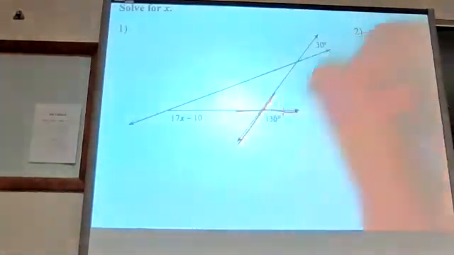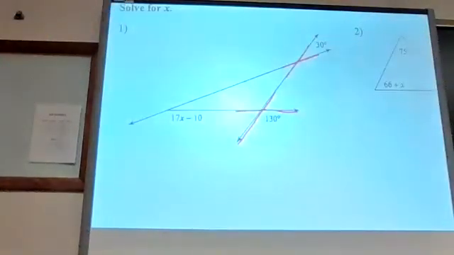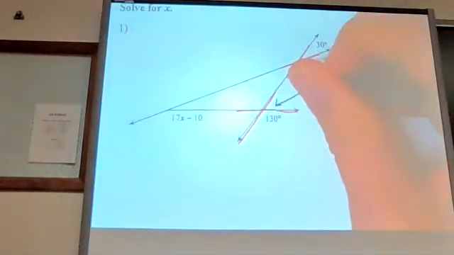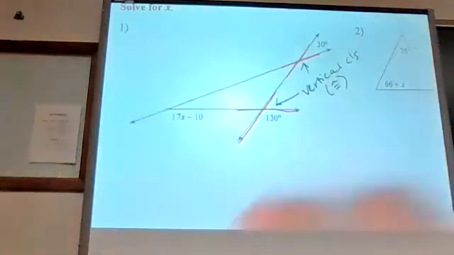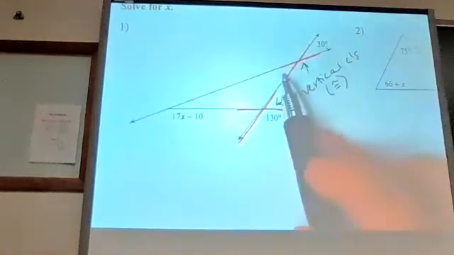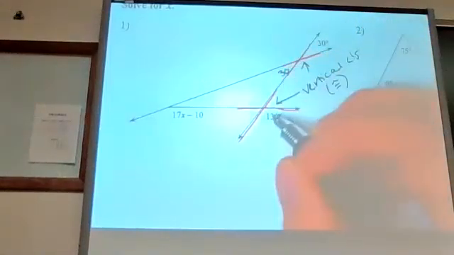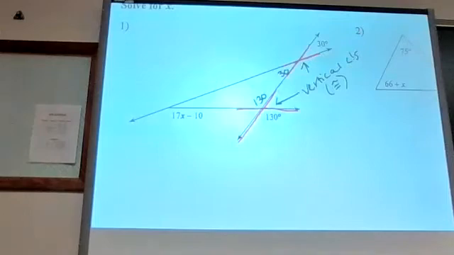and it's like this, where there's kind of this crisscross X happening. What are those angles called? What type of angles are those? Vertical angles. And vertical angles are congruent. So if I know that this angle is 30, then this angle is also 30. And if this angle is 130, then this angle here is also 130.